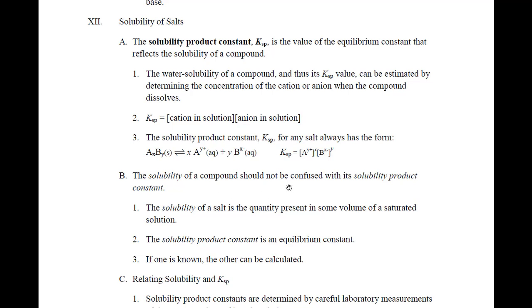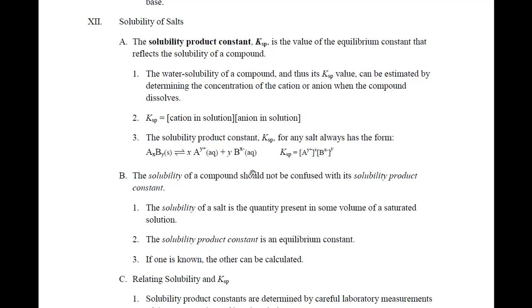And so when we say this, we talk about the solubility. It shouldn't be confused with the solubility product constant. Remember, the solubility product constant, just like every other K, is only an estimation of where the equilibrium lies. In other words, is it reactant favored, product favored, that kind of thing.